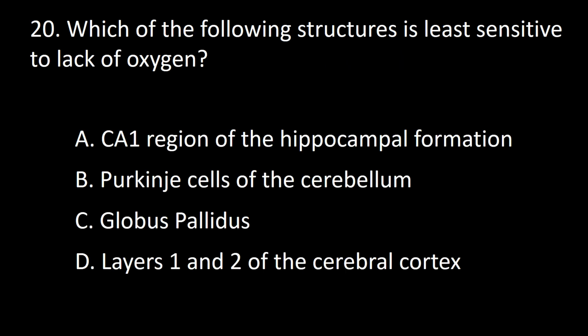Next question. Which of the following structures is least sensitive to lack of oxygen? A. CA1 region of the hippocampal formation. B. Purkinje cells of the cerebellum. C. Globus pallidus. D. Layer 1 and 2 of the cerebral cortex.